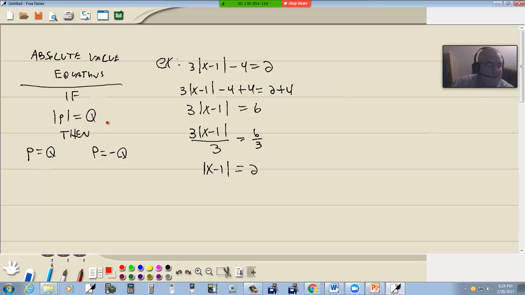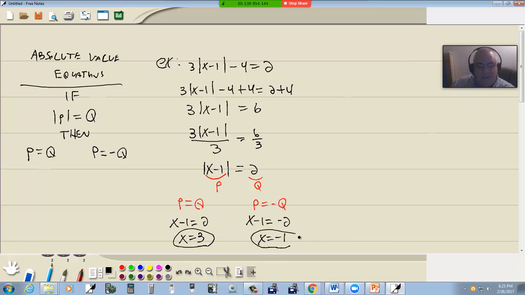We got the absolute value of something is equal to something else. What's inside of our absolute value is our p, and the other side is your q. And then you plug in your formula. P is equal to q, p is equal to negative q. So everywhere I have a p, I'll plug in x minus 1, and everywhere I have a q, I'll plug in 2. So I got x minus 1 is equal to 2, and x minus 1 is equal to negative 2. And then you solve each one of these, and you get x equals 3, and then this one you get x equals negative 1. And those will be your answers.